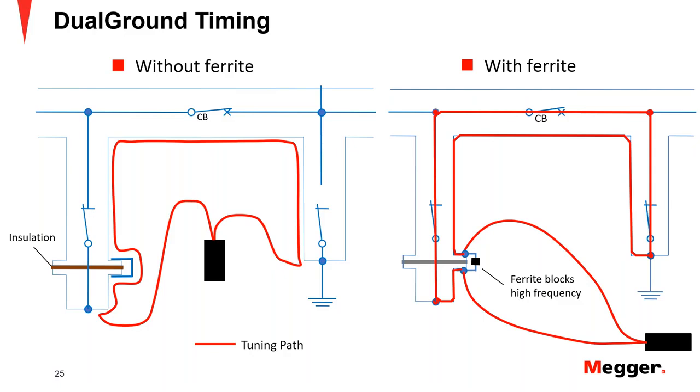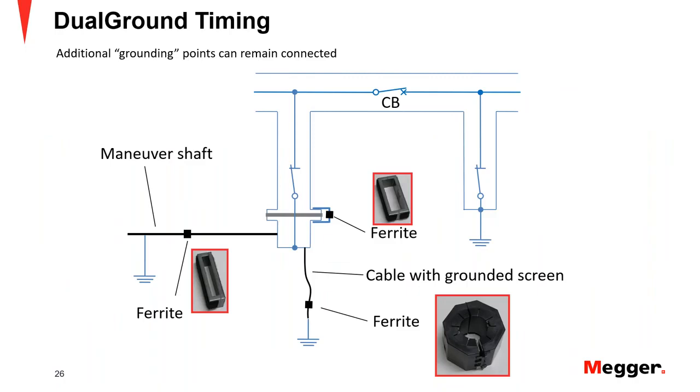That obviously not only gives us the advantage of being able to time our circuit breaker, but also to leave additional grounding points connected. So again, that's what I'm saying, it's not only safer but also a fast method. We don't need to uninstall those extra or additional grounding points. All you have to do, if you have them, is install the ferrites on those pads as well. So again, we want to force our signal to travel through the circuit breaker.